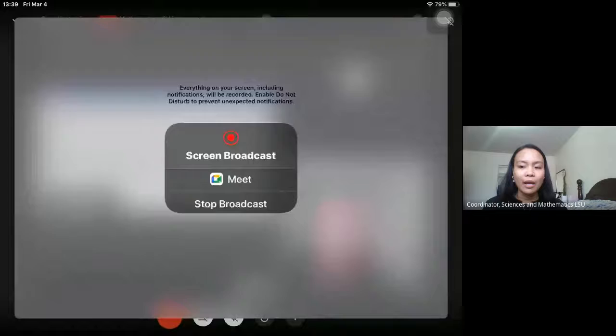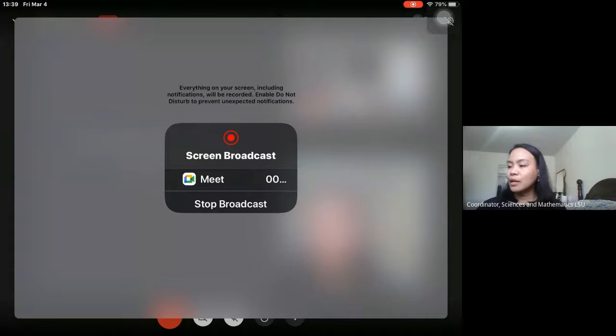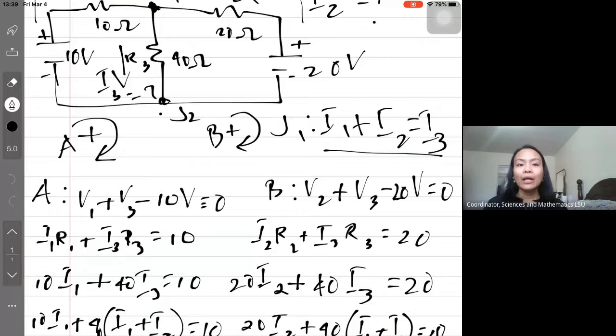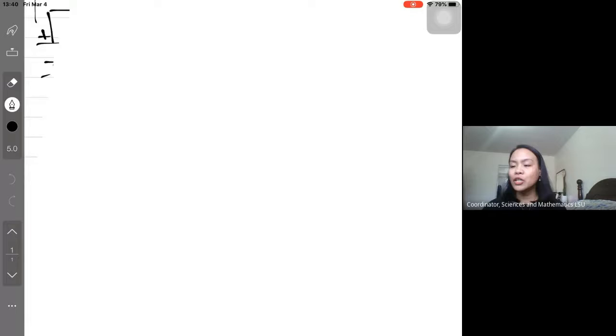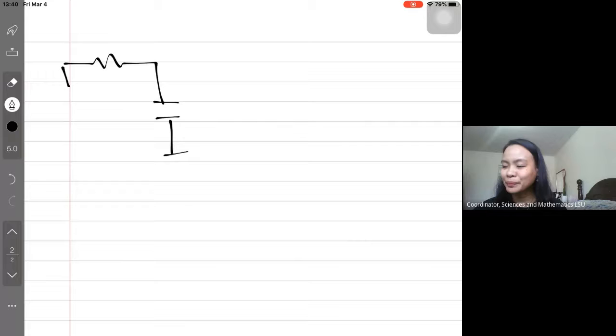Checking if it's there. All right, it's there. Okay. So we have again our. Wait for a moment. Okay, just making sure that it's there. All right, so we have our RC circuit. Okay, drawing again. Sorry for my drawing, guys. I'm not good at this.